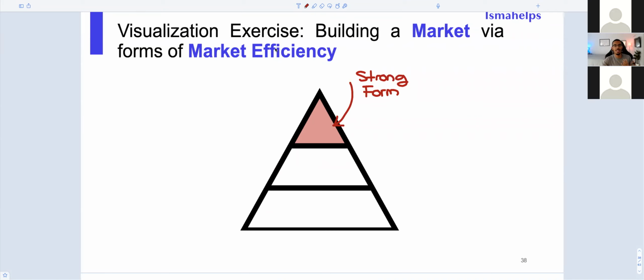So what I'm trying to display here, maybe in a bad way, is that you need to have your foundation. And the foundation would be the weak form of market efficiency, right? That's what the foundation would be. It'd be the weak form of market efficiency. All right. So you would have that. This would be the weak form.